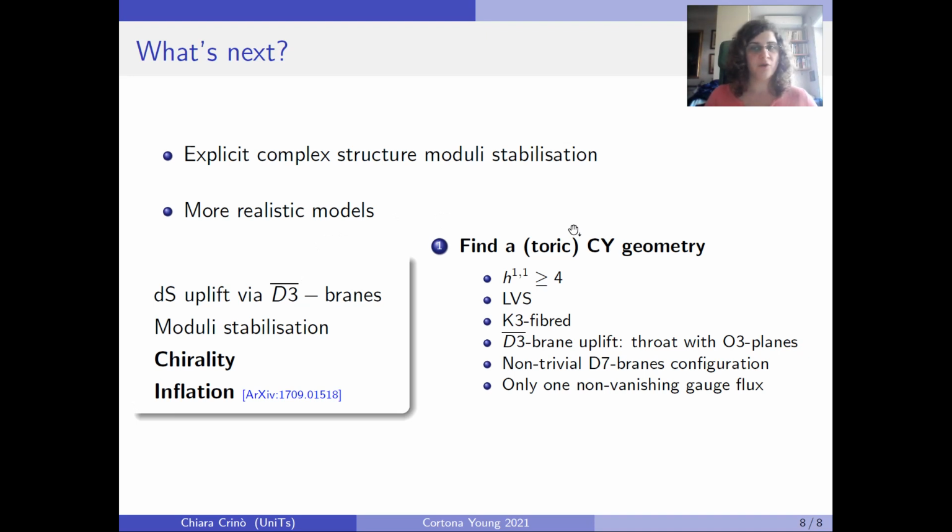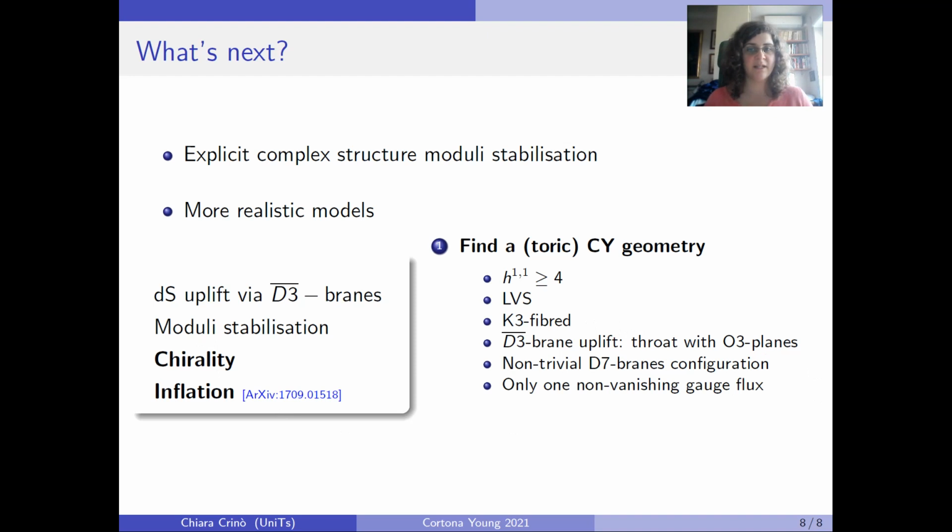We are focusing for the moment only on toric Calabi-Yau geometries, and here I listed a set of requirements that we need to impose a priori in order to select a suitable geometry. For example, we have the need of at least 4 Kähler moduli. Of course, we should be able to stabilize the moduli in the large volume scenario, and we need a throat with O3 planes if we want to apply the uplift mechanism that I described in this talk. Moreover, there are several other requirements that we need to impose in order to obtain also chirality and inflation.